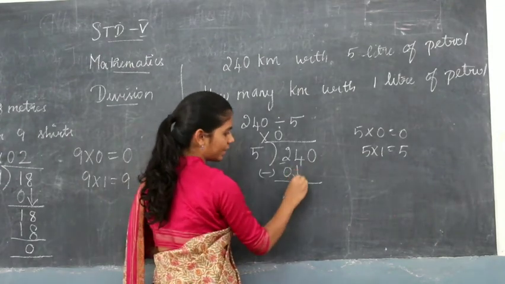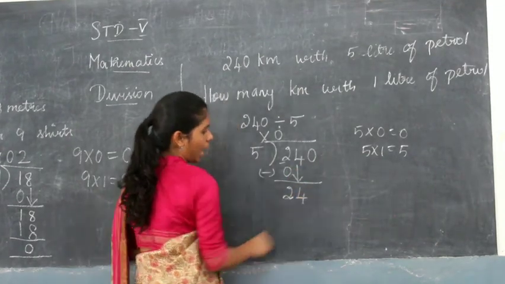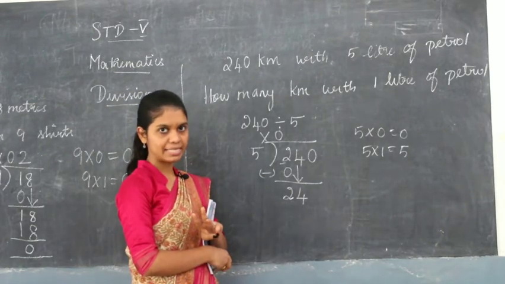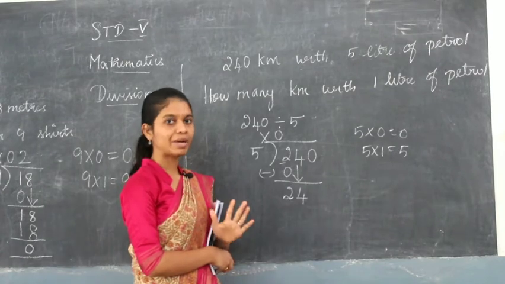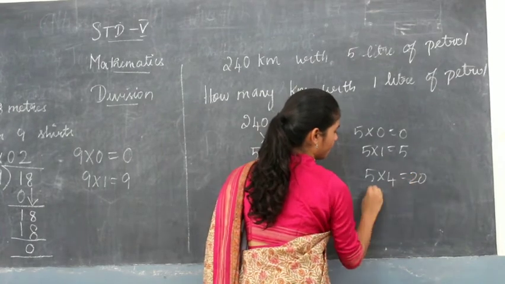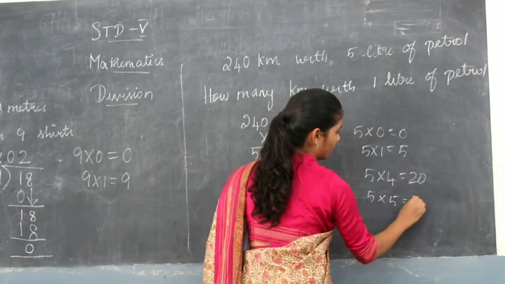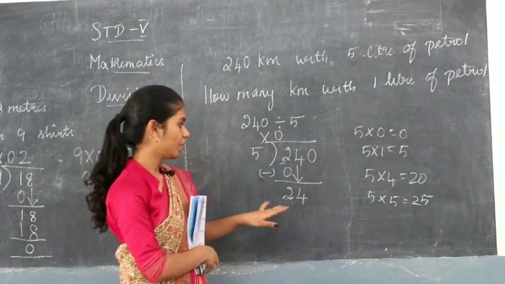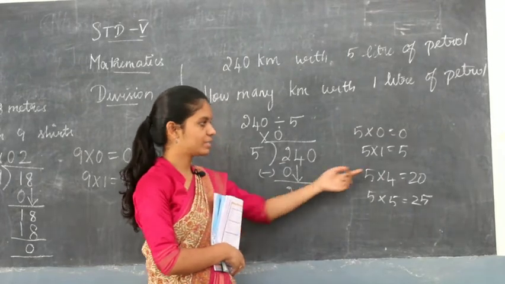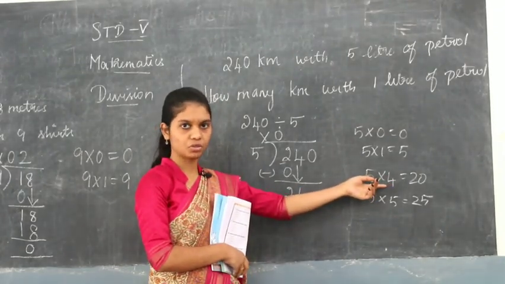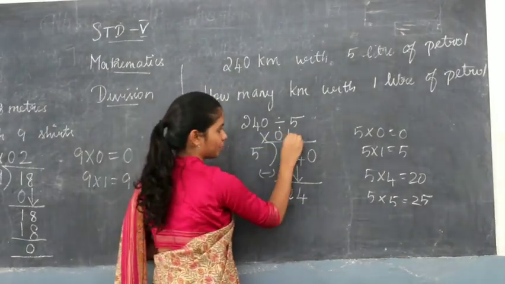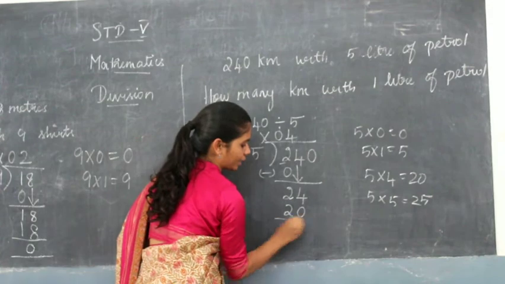Next you should bring the next number down, which is 4, and you should start telling 5 tables. 5 ones are 5, 5 twos are 10, 5 threes are 15, 5 fours are 20, 5 fives are 25. 24 is smaller than 25, but 24 is greater than 20. So you should use 5 fours are 20. So 5 multiplied with 4 gives you 20.